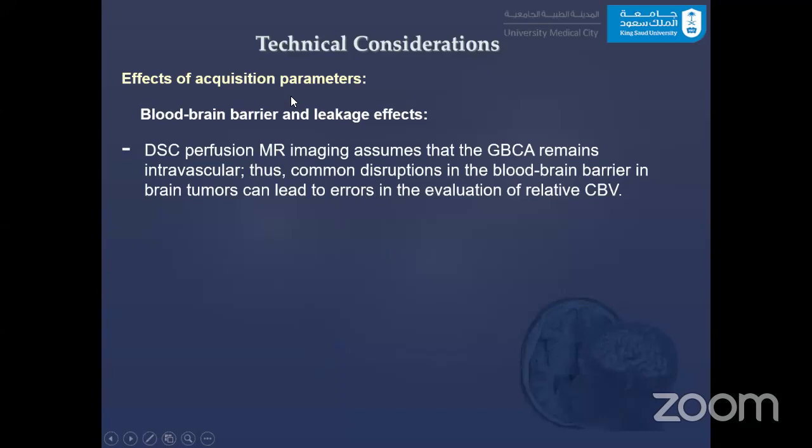Now, the effect of acquisition parameters really is a critical topic, and if that is not taken seriously, we will have completely wrong results, and we may have underestimation or overestimation of the perfusion. As we just mentioned regarding blood-brain barrier and leakage effects, dynamic susceptibility perfusion assumes that gadolinium-based contrast agents remain intravascular. Thus common disruption of the blood-brain barrier in brain tumors can lead to errors in the evaluation of the cerebral blood volume.